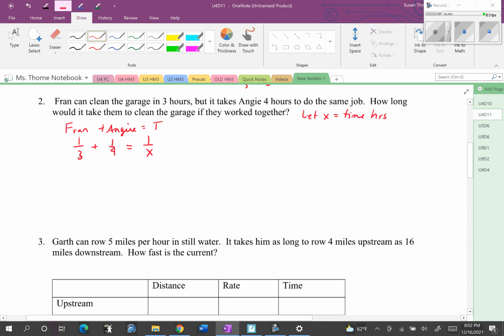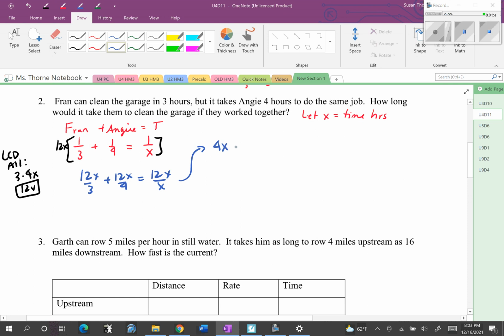So for this, again, you can get one fraction equals one fraction, cross multiply, or find the LCD of all the denominators. So the LCD of all denominators would be 3 times 4 times x, which is 12x. We're going to multiply all the numerators by 12x. So we get 12x over 3 plus 12x over 4 equals 12x over x. And then when you simplify, we get 4x plus 3x equals 12. And so 7x equals 12, and x equals 12 over 7, which is about 1.7 hours.